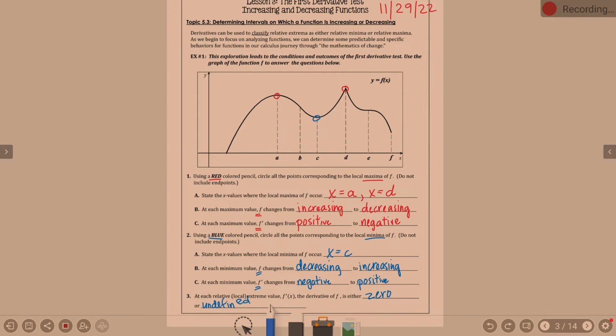Okay, so we've already talked about mins and maxes: horizontal tangent line, derivative is 0. Hard, sharp cusp points, derivative does not officially exist. We talk about the derivative being undefined. And so that's the idea there. So we could also say D and E does not exist.